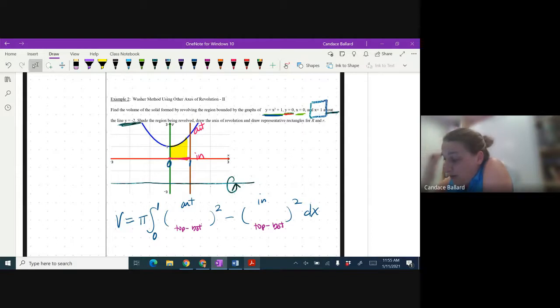Now, if I'm looking at between the blue and my axis of revolution, my blue would be the top function and my axis of revolution would be the bottom function. So I'm going to take my top function, which is x squared plus 1, and I'm going to subtract my bottom function, which is negative 2.